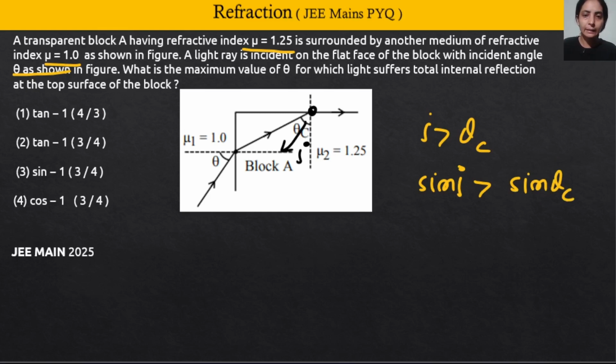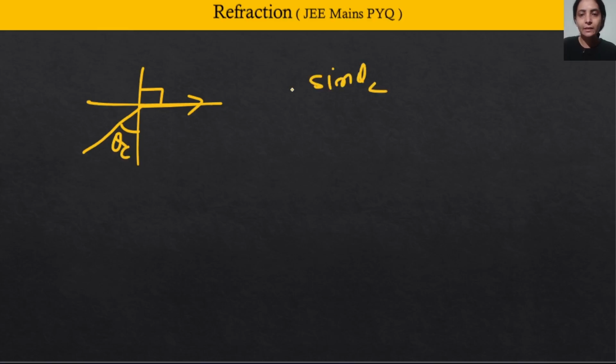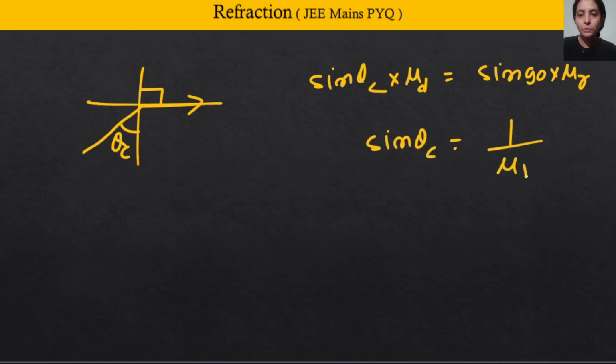जैसे क्रिटिकल एंगल जब आप निकालते हो तो हमें पता है at this angle light will graze the surface, angle of refraction is 90, and if this is your what, this is theta c, apply Snell's law at this point. Sin theta c into mu d, denser media, is equal to sin 90 into mu r, that is refractive index of rarer media. So sin theta c को आप क्या लिखते हो? 1 by mu dr, refractive index of denser media with respect to rarer media. So this is the formula, right?